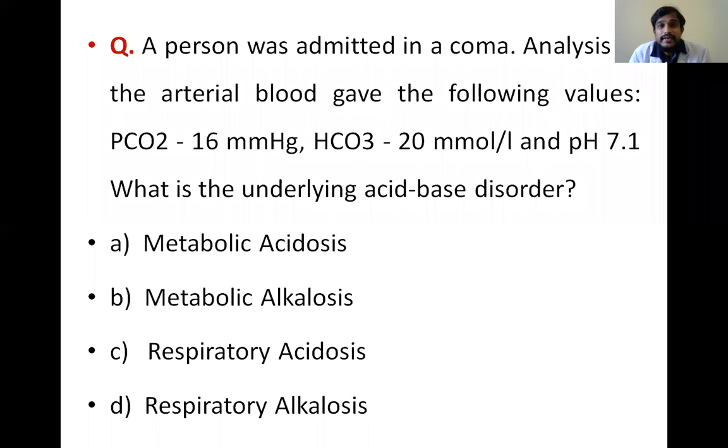For understanding, a person was admitted in a coma. Analysis of arterial blood gas gave the following values: partial pressure of carbon dioxide is 16, bicarbonate is 20, and pH is 7.1. What is the underlying acid-base disorder? Here we can clearly see the pH is 7.1, which denotes acidosis, and we can see the primary decrease of bicarbonate with a compensatory decrease in carbon dioxide. So this is metabolic acidosis.